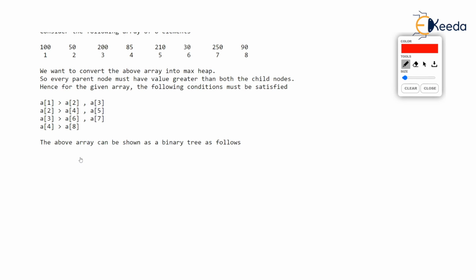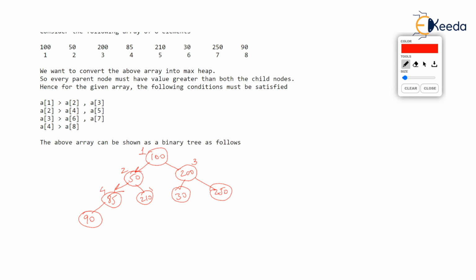Okay. Now, how will you draw the heap for this? 100 will be root, first element. Now we are adding values from left to right in sequence, remember. So next value 50, second element goes to the left of 100, 200, third element goes to the right, and now the next position from left to right is 50's left. 50's left will become 85, 50's right will become 210, 200's left will become 30, 200's right will become 250, and 85's left will become 90. Sequence numbers in sequence from left to right as shown.